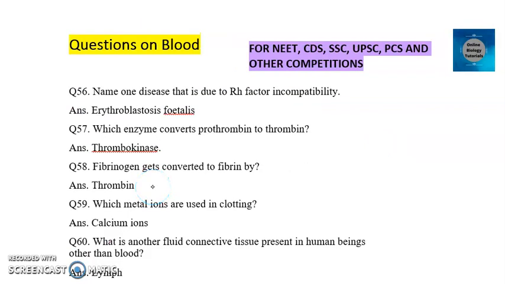We have come to the last set of 5 questions related to the blood. We are on question number 56. Name one disease that is due to Rh factor incompatibility. The answer is erythroblastosis fetalis.